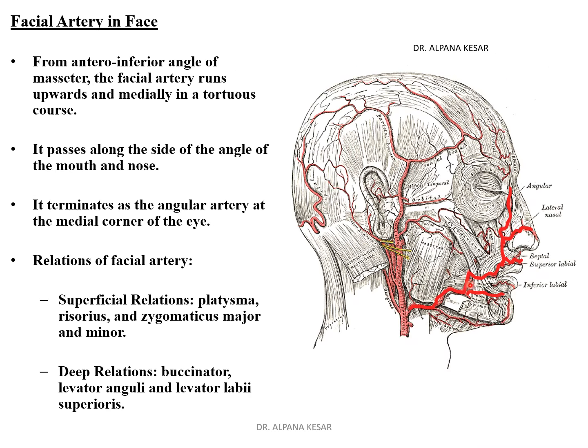As the facial artery passes upwards, it follows a tortuous course. This tortuous course helps facial artery to accommodate the movement of the lower jaw, so that even during the wide opening of the mouth, no damage to the facial artery takes place. Facial artery passes upwards, lateral to the corner of the mouth, and then lateral to the nose to reach the medial angle of the eye.